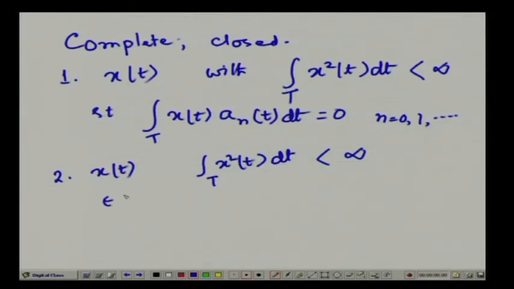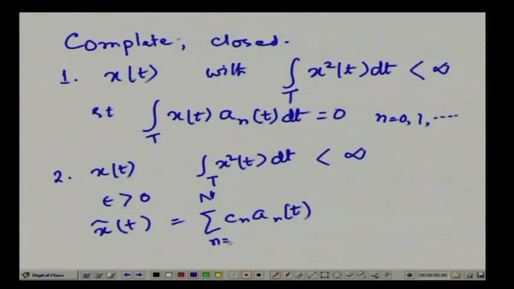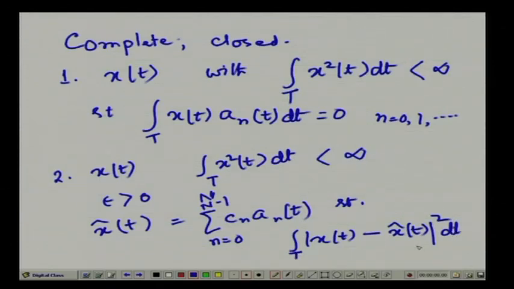And if there exists an epsilon greater than 0, however small this epsilon is, there exists an N and a finite expansion such that x hat t is equal to summation of C_n a_n(t), where n varies from 0 to capital N minus 1, such that integral of x(t) minus x hat t, squared, dt taken over the same interval capital T must be less than epsilon.